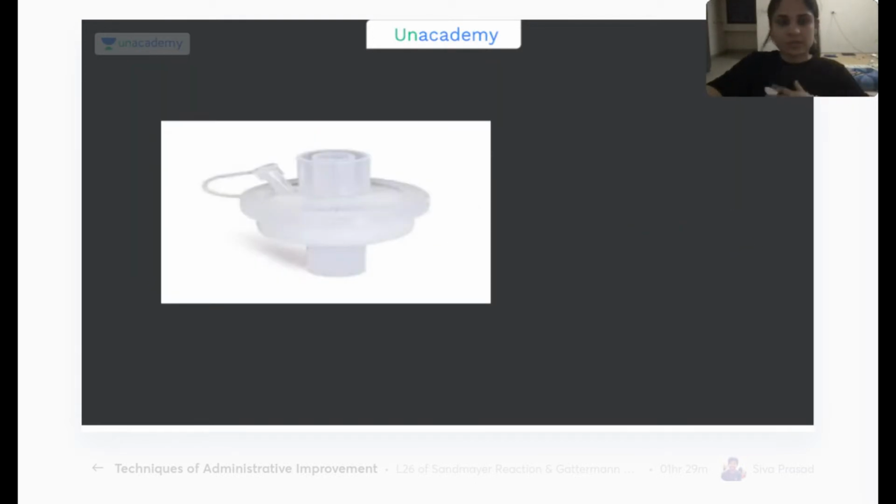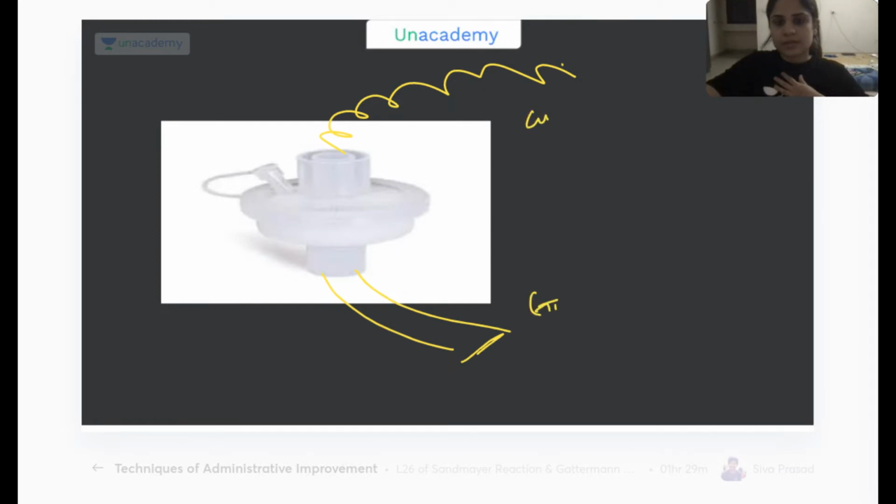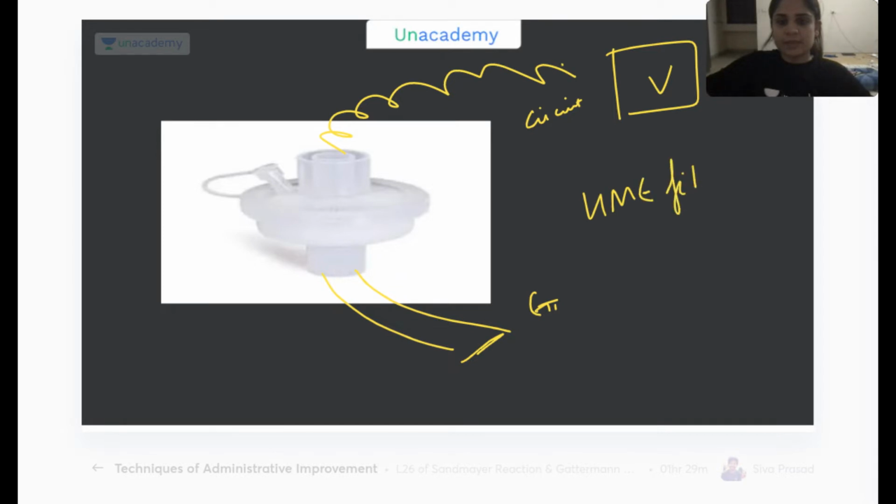So identify this instrument that is used often in medicine. It is connected one side to the circuit over here, and it is connected one side to the endotracheal tube over here, which is going into the patient. This is the circuit, and through the circuit, it reaches the ventilator end. Yes, very good. This is the HME filter. Anyone give me the full form of HME filter? Full form of HME is heat and moisture exchanger.